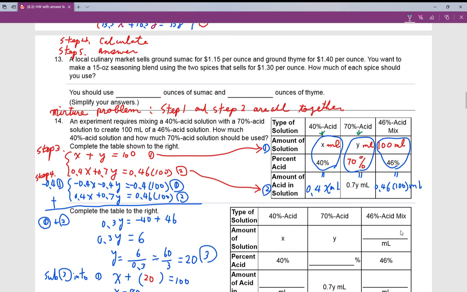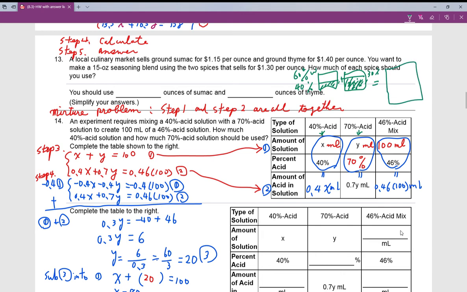So for a mixture problem, usually I will draw a 40% acid. What does 40% acid mean? It means if you have a container, you have 60% water and 40% acid. And then another container, you have 70% acid and only 30% water. So with these two different types of solution, you want to mix together to become the third type.